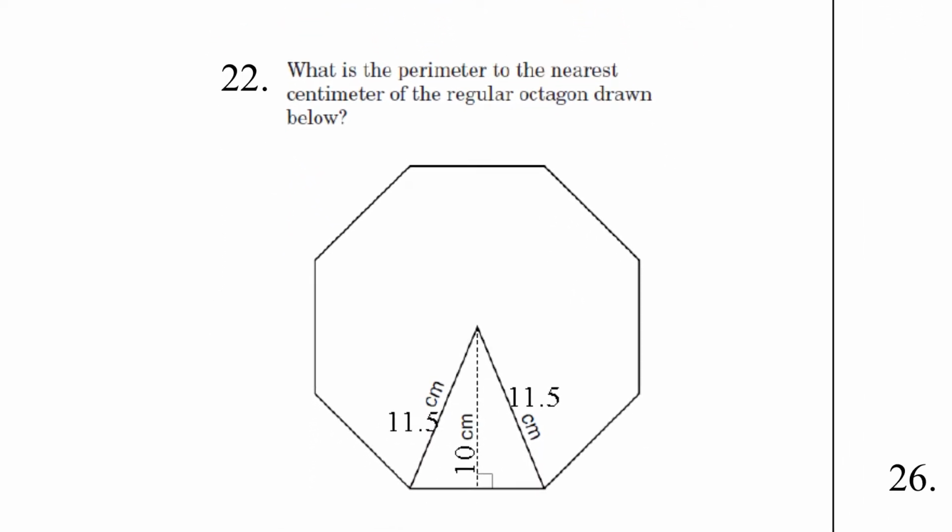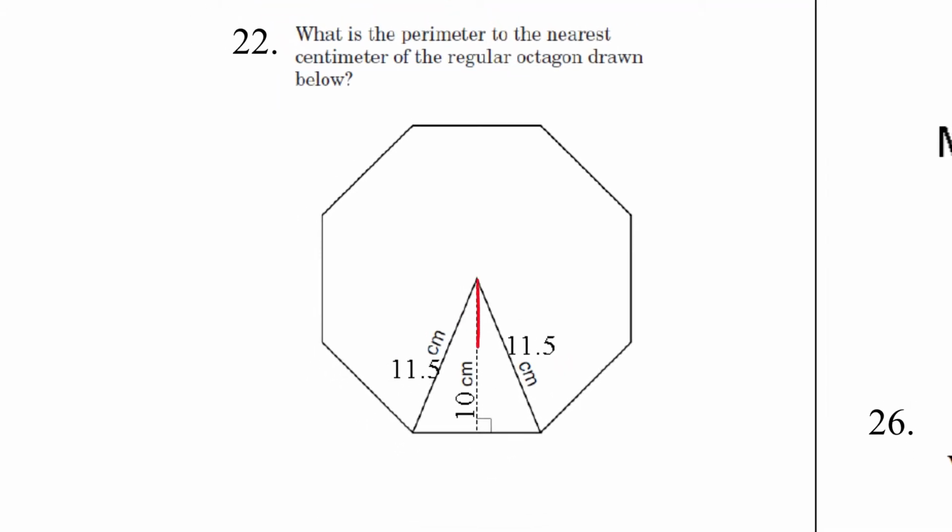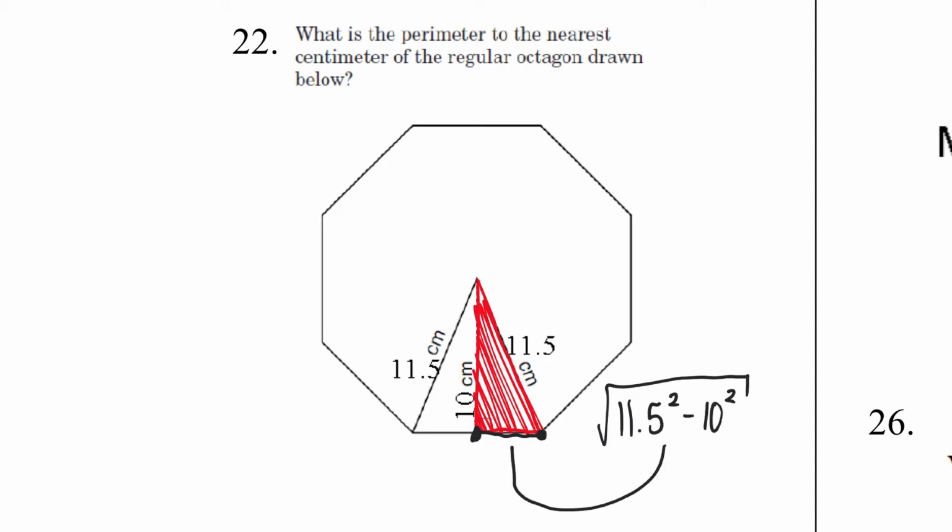Okay, this one says, what's the perimeter? So you're going to have to do a couple things here. First of all, we're just going to be looking at just this triangle right here. I'm going to use Pythagorean theorem to find this side right down here. So what I'm going to do is go 11.5 squared minus 10 squared. And that's going to tell me that from there to there. And then what I'm trying to do is find the perimeter of that whole thing. So once I find this, I'm going to have to think about what I'm going to do with that to find out how far it is all the way around this whole thing.